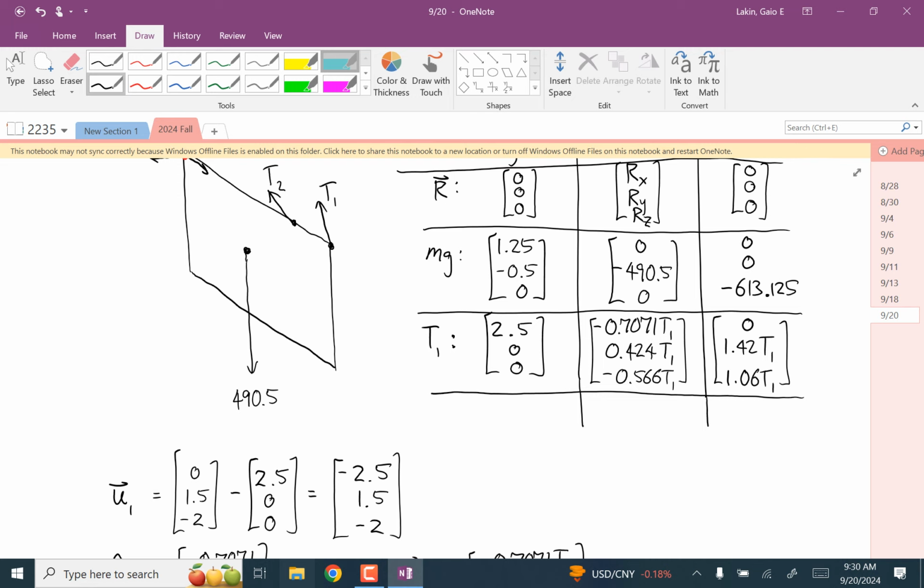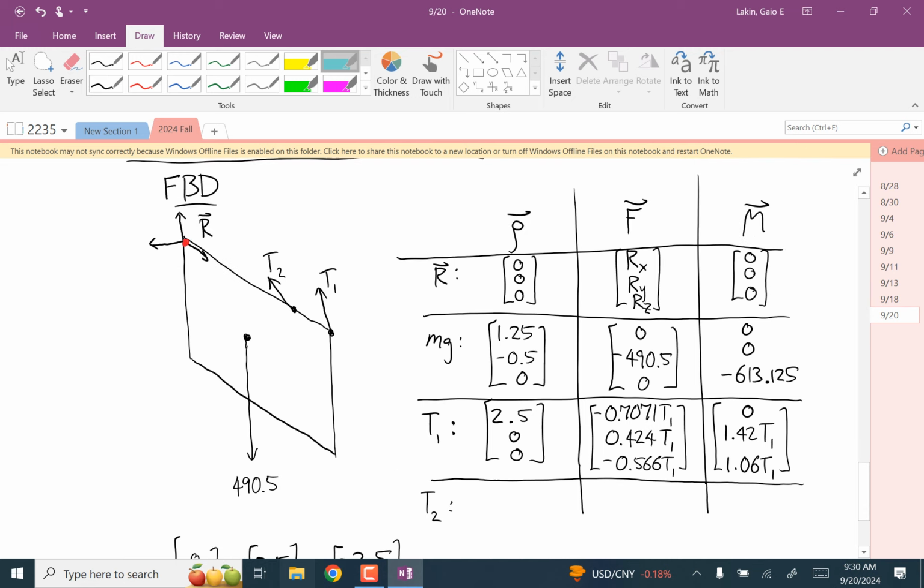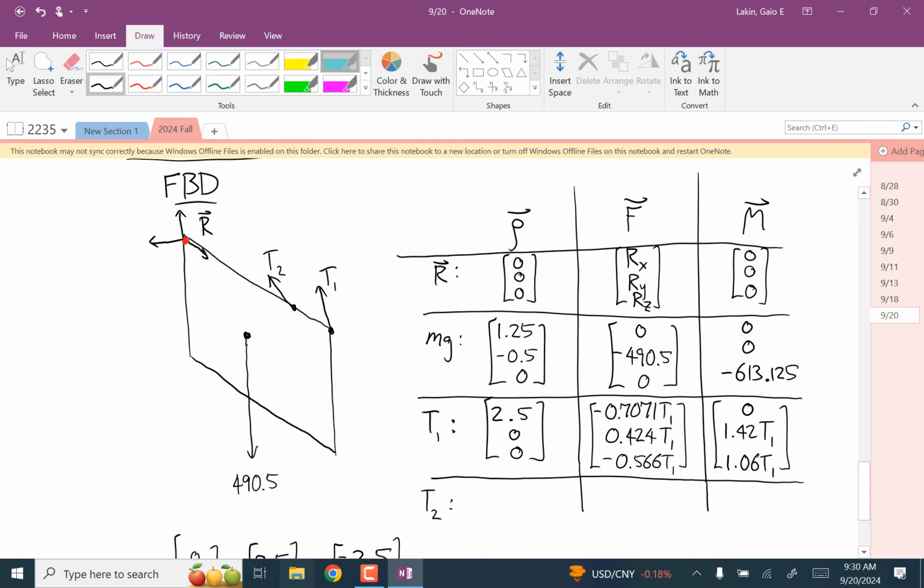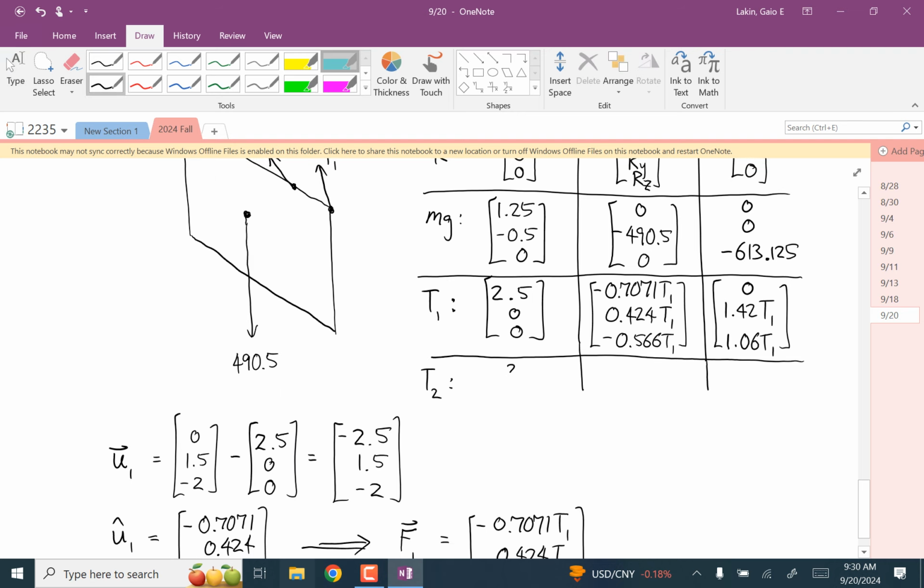And now we have the last one, T2, and we're going to follow pretty much the same steps. The row vector for this cable force T2 is 2, 0, 0.